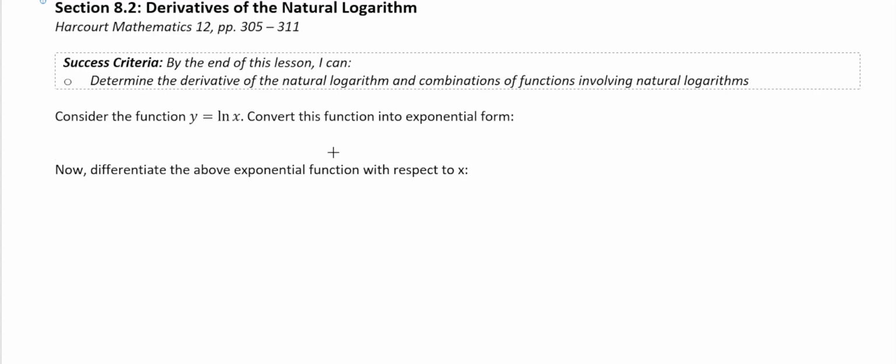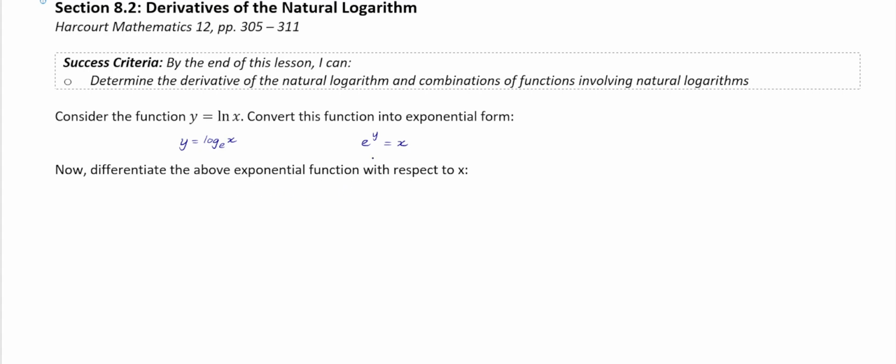In this video, we're going to take the derivatives of natural logarithms. So we have to remind ourselves that a natural logarithm, as written here, is really just this: y is equal to log base e with the argument x. We can convert that function into exponential form by saying that e to the y is equal to x. That's what this equation is saying.